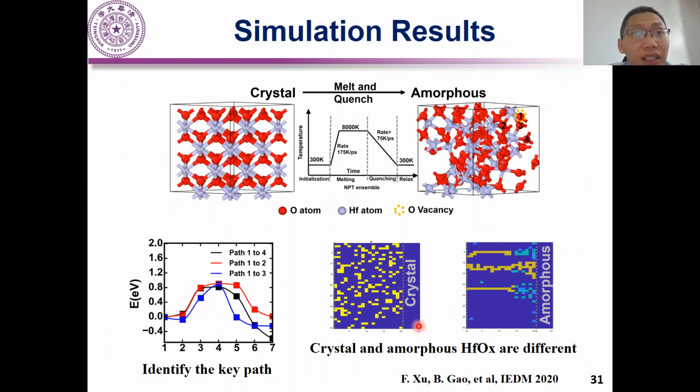With this method, we identified some key migration paths related to the amorphous material, which contribute to some reliability degradation behaviors. We also show that the oxygen vacancy distribution is quite different in the crystalline case and the amorphous case. More detail can be found in this year's IEDM.